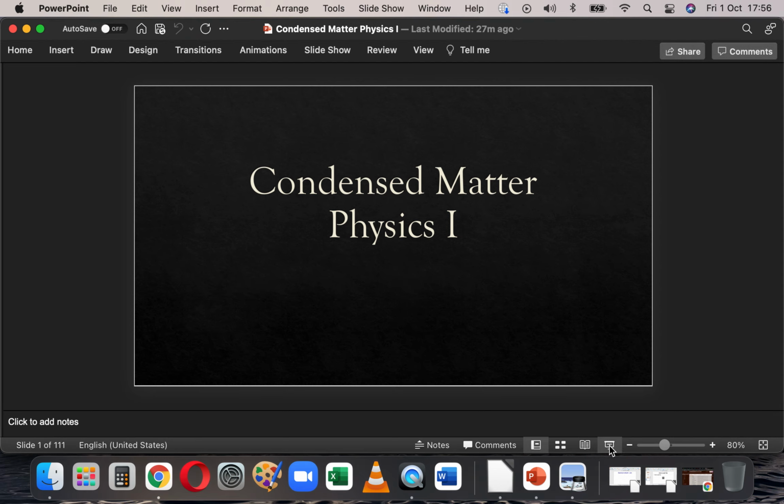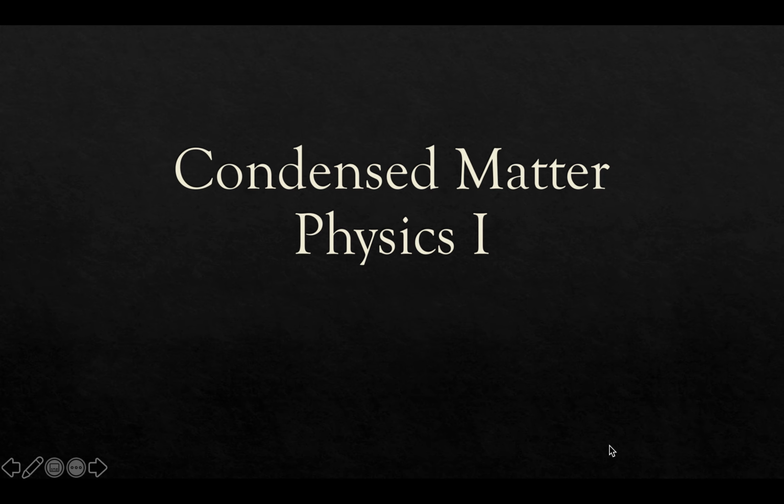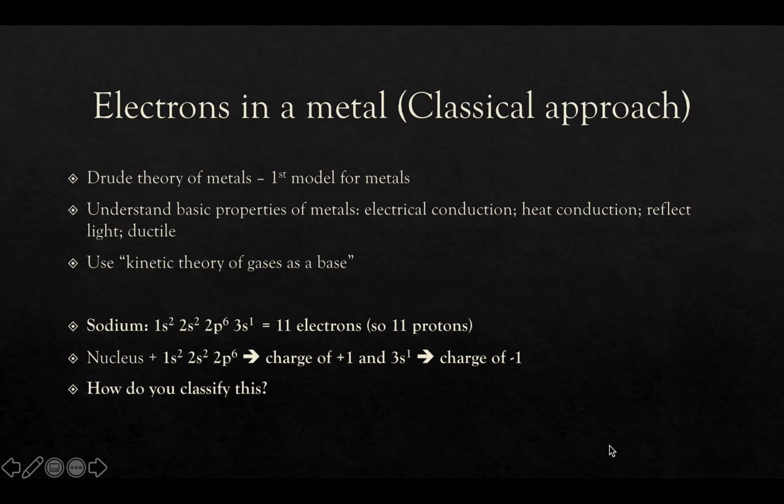So let's get started with the Drude model. We're going to talk about electrons in a metal, and we're going to use a classical approach to study electrons in a metal, and that's called the Drude model of metals. This is the first model for metals, and obviously it is based on a simple classical approach because that's the logical way to get started.